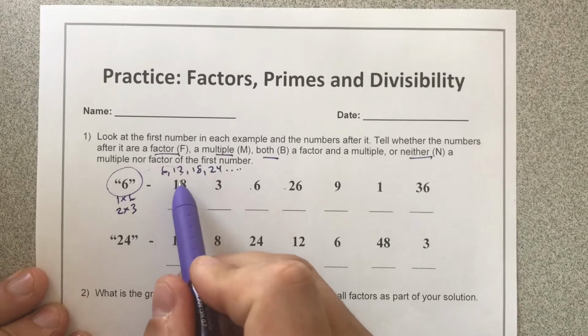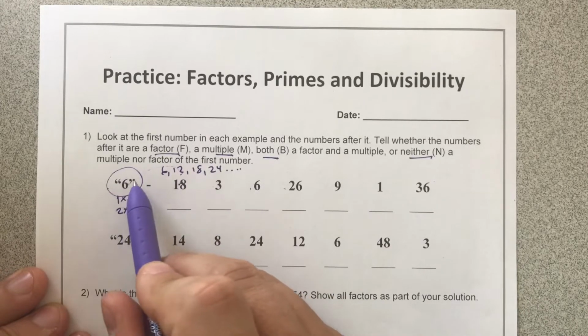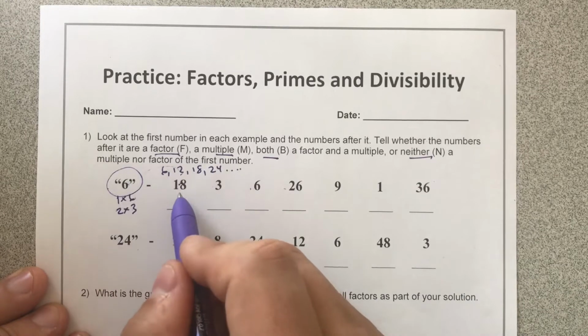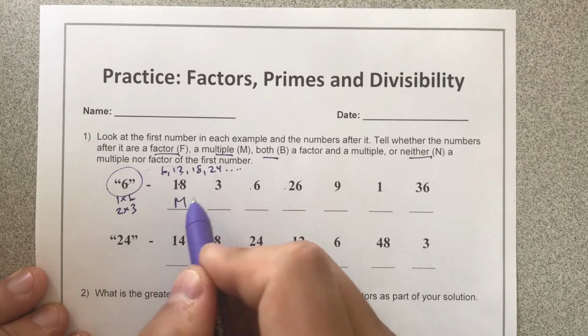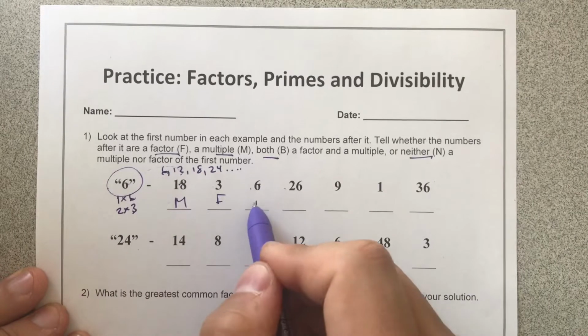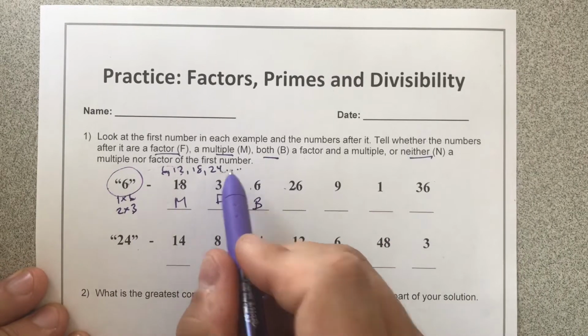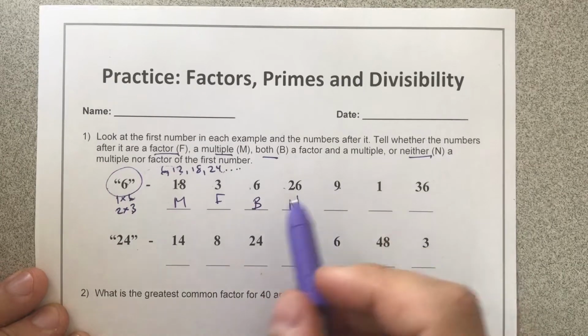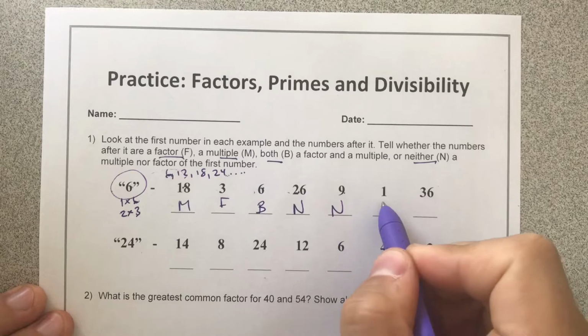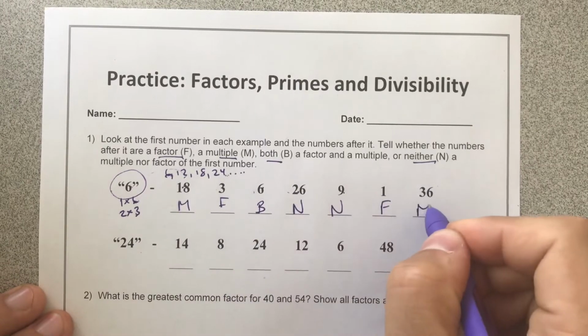So I can see 18. Well, 18 is larger than 6, so there's no way it can be a factor, but it is a multiple because 3 times 6 is 18, so that's a multiple. 3 is a factor. 6 is actually both. It's on both lists. 26, no, I can't get to 26, so that's neither. 9 is neither. 1 is a factor, and 36 is a multiple.